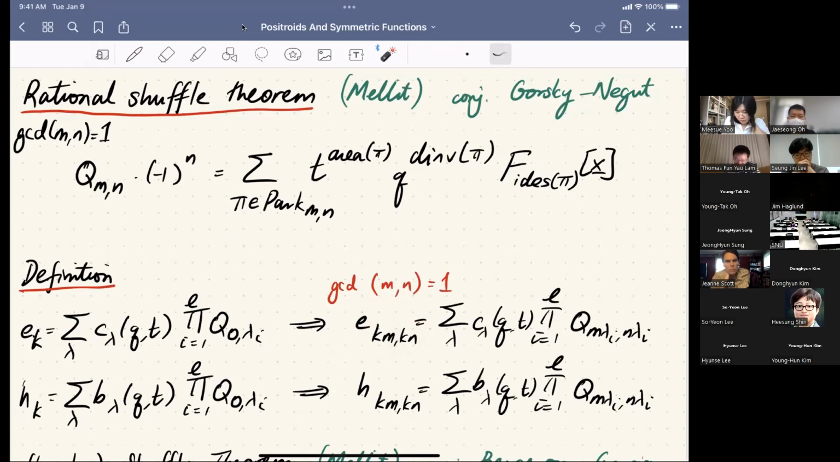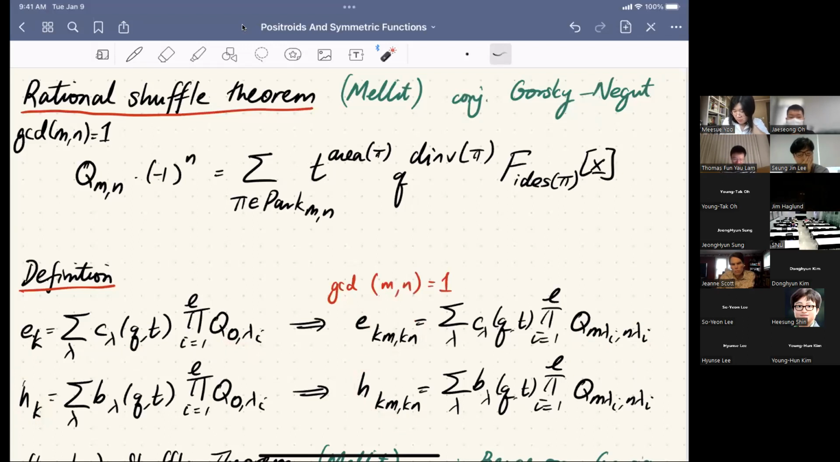If K is the common factor, what I do is take E_K and express it in terms of these Q operators. Remember, the Qs are basically plethystic substitutions of homogeneous symmetric functions, and I ask what the coefficients are. I use the same coefficients, but instead of putting Q_0 lambda, I put Q sub M lambda_i and N lambda_i. And I do the same thing for H, and I'll get some H sub ABs.